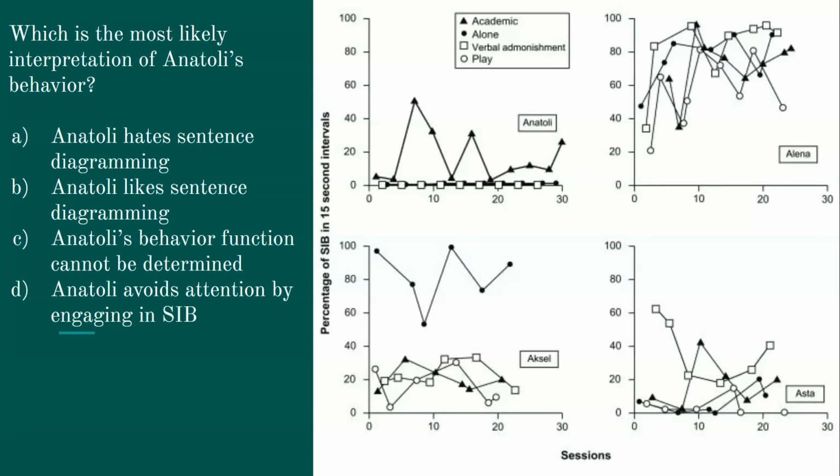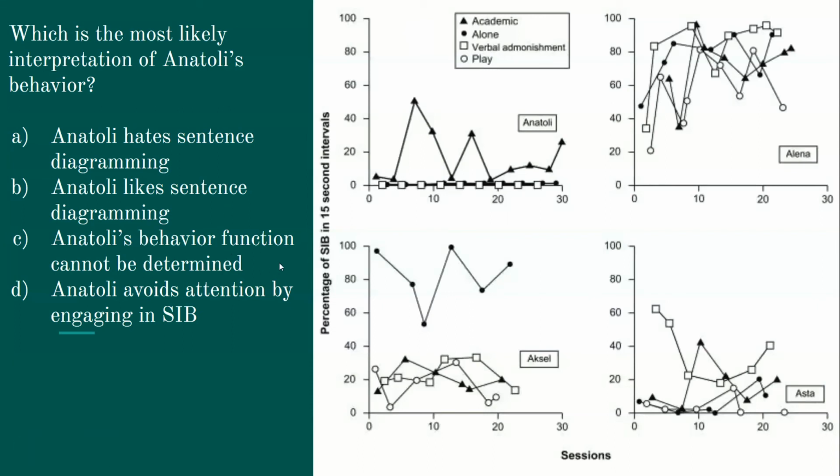That's what's happening. Now we can understand which one of these is the best. He hates sentence diagramming. So if they're putting sentence diagramming out there, then he hates it and he wants to avoid it. That one I can see. I can make sense out of that. B, Anatoli likes sentence diagramming. Well, I don't know, but if he liked the academic task he was given, then he wouldn't be engaging in SIB for its removal. So I don't think B makes any sense with that.